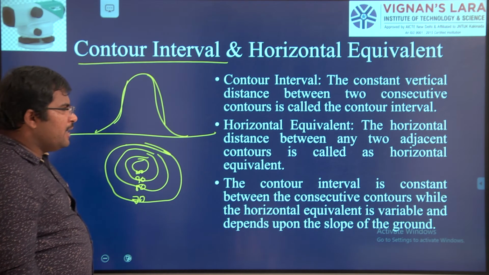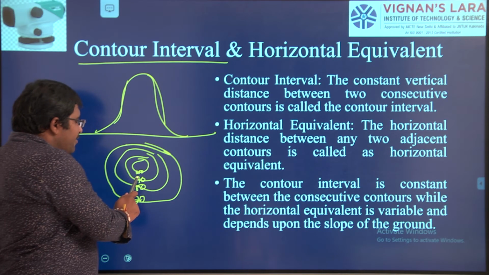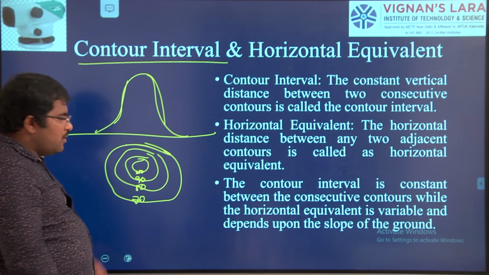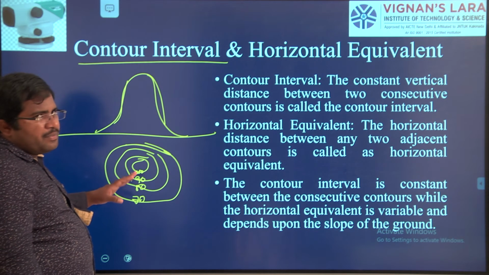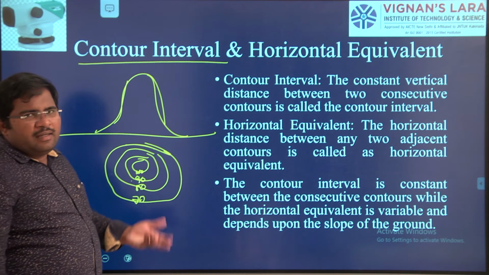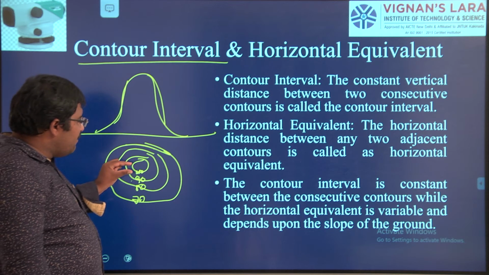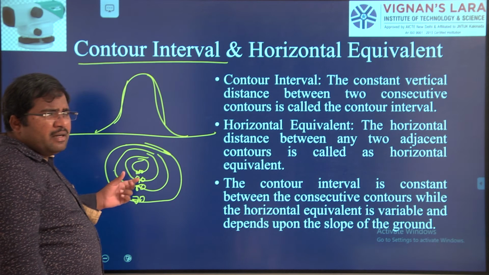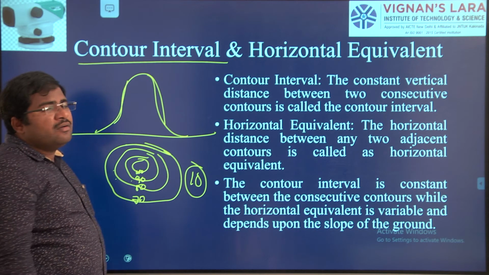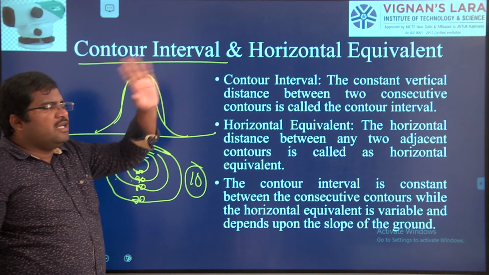So what is the interval? Interval means the difference between the contour value from one line to another line. Now you can see here, 100 minus 90 is 10, 90 minus 80 is 10, 80 minus 70 is 10, right? So every time we have an increase or decrease of a value of 10. This is called contour interval.